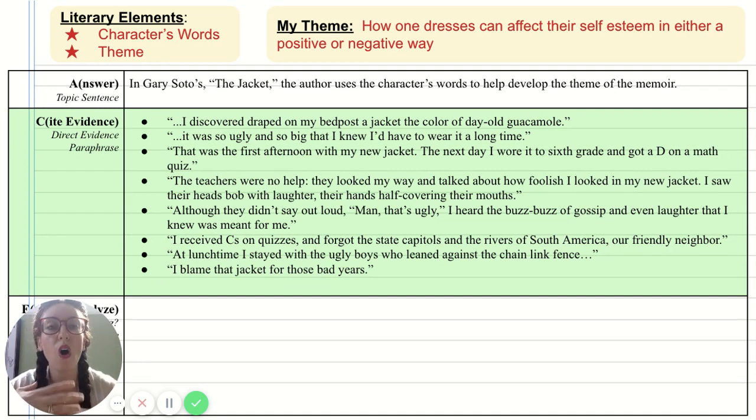So those are all quotes directly from the text that I think could help me prove my answer that the character's words help develop the theme of the memoir. And the theme is how one dresses can affect their self-esteem in either a negative or positive way. I may not use all of these quotes. I might use all of these quotes. It all depends on how the flow of the paragraph works when I get to writing it.